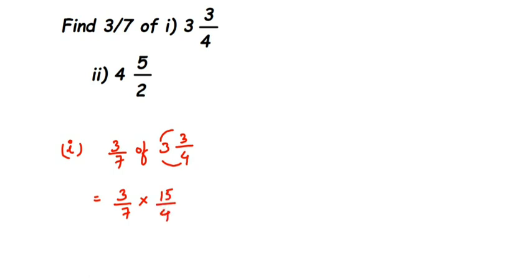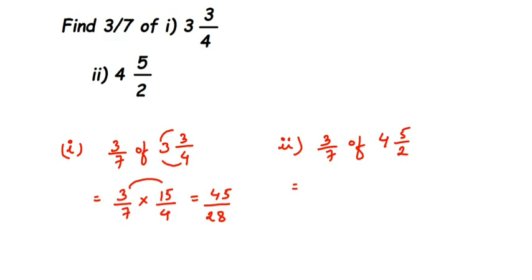Here we cannot cancel numbers. We can cancel 3 and 15, but they both are present in the numerator. We cannot cancel them. So just multiply. So 3 into 15 is 45 and 7 4s is 28. So 45 upon 28. Then second question, we have 3 by 7 of 4 5 by 2. So this is equal to 3 by 7 of, which means multiplication. Convert this into improper. 4 2s are 8. 8 plus 5 is 13. So we'll get 13 by 2.